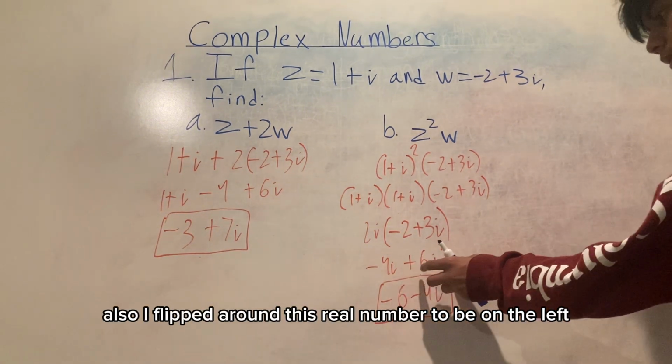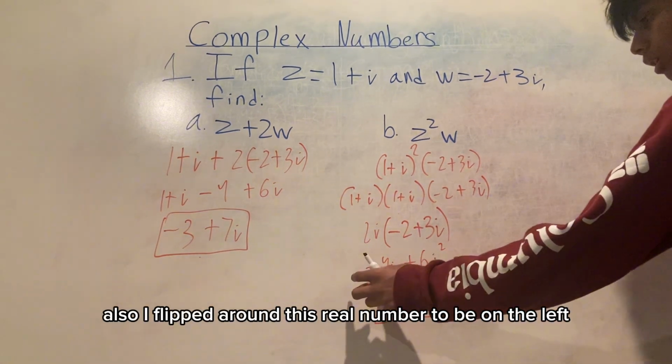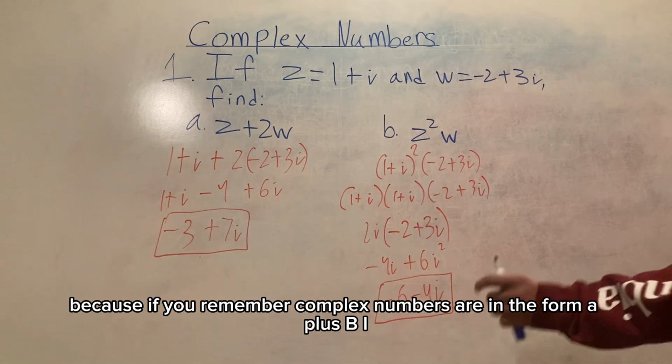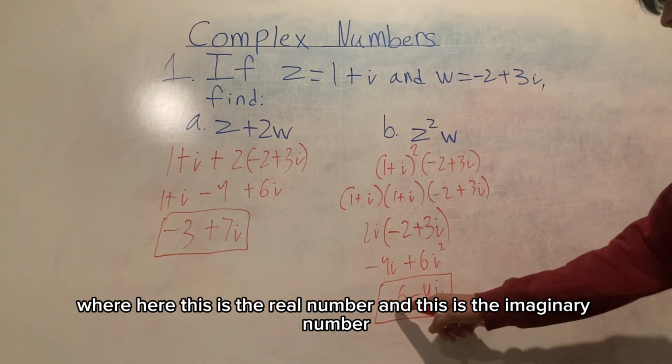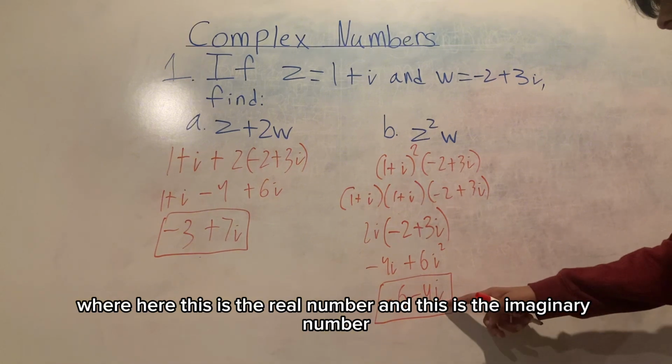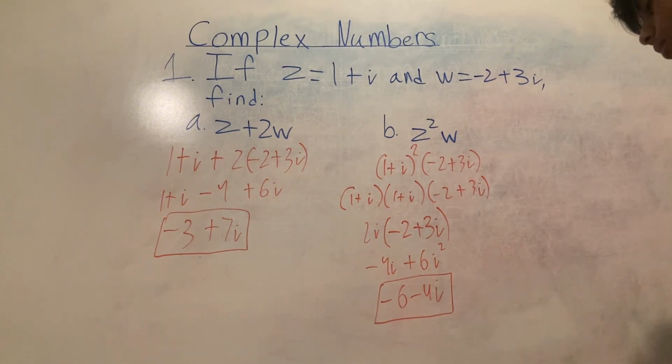Also, I flipped around this real number to be on the left because if you remember, complex numbers are in the form a plus bi, where here, this is the real number and this is the imaginary number, a plus bi.